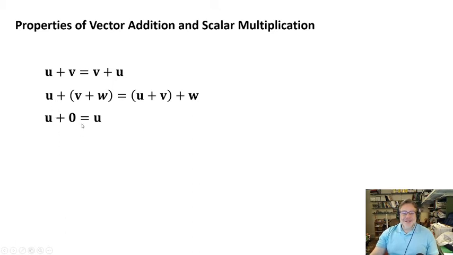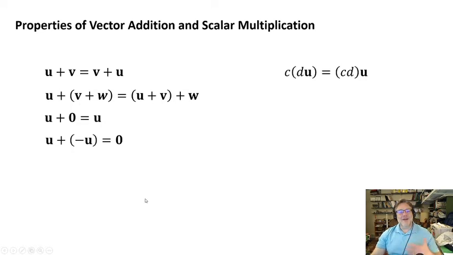Any vector plus the 0 vector is not going to change it. It's still going to be that same vector. Any vector plus the negative of that vector is going to give you the 0 vector. So you can see how these things parallel very strongly some well-known properties of scalars.